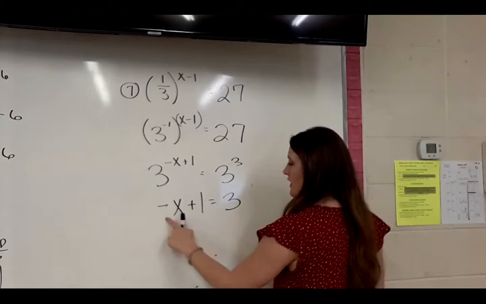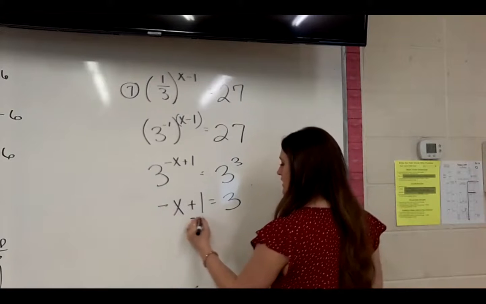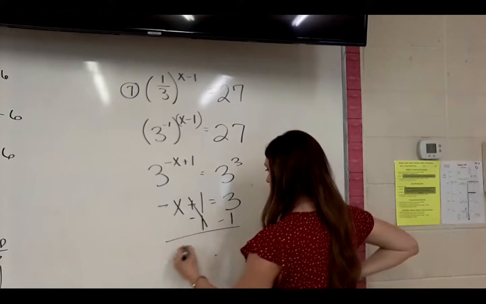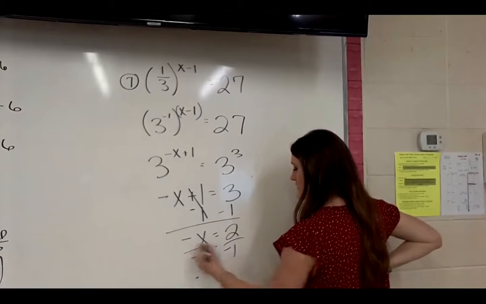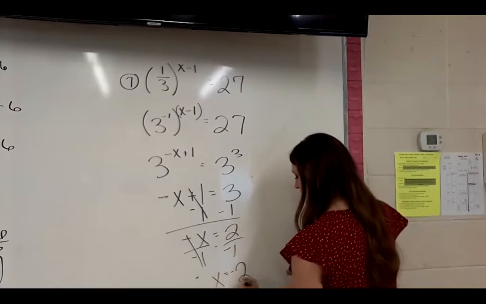set that equal. I'm going to get rid of the 1 first, but I still have to get rid of that negative as well. 3 minus 1 is 2. That just means you're dividing by the negative. x is -2.